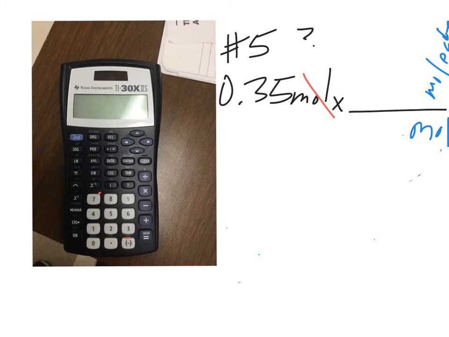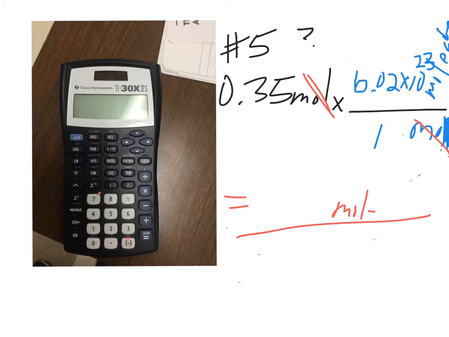Now look at your conversion. What number goes with the molecules? What's on your conversion sheet? Guys, your conversion, 1 mole equals what? Yep, the 6.02 times 10 to the 23. Okay, now what goes with the mole? 1. Very good. And that's it. So now, this unit and this unit cancel out. This is going to give you your answer in molecules.